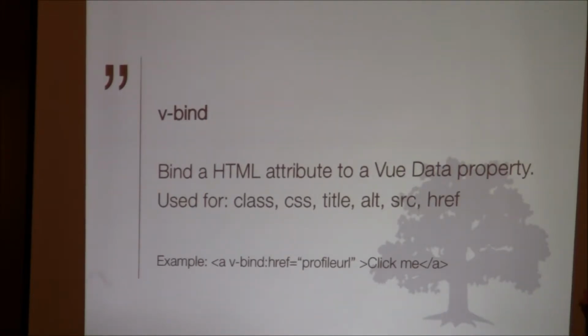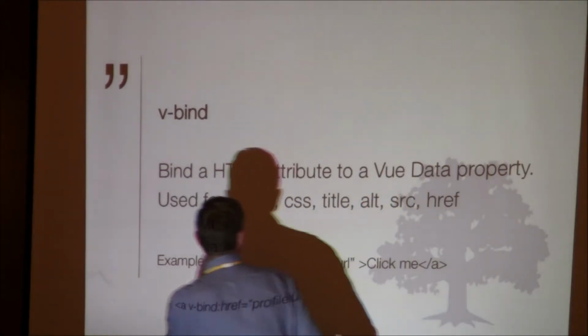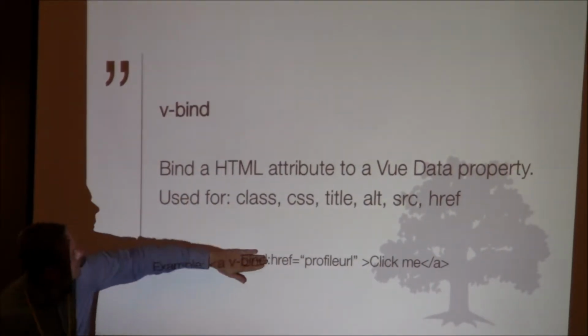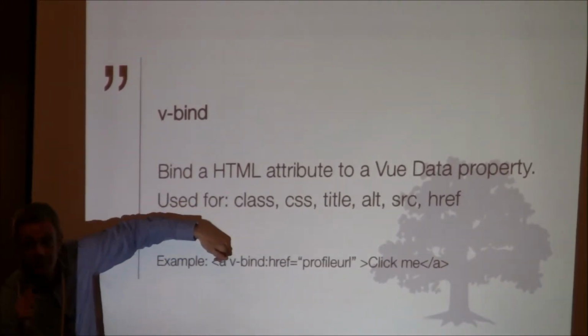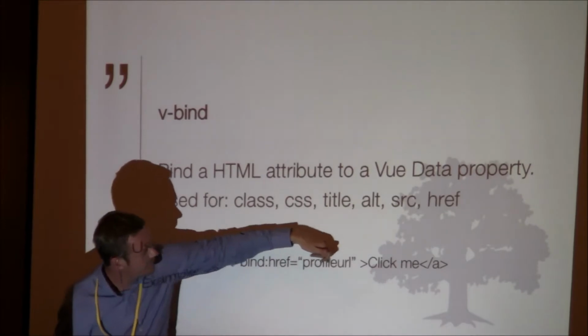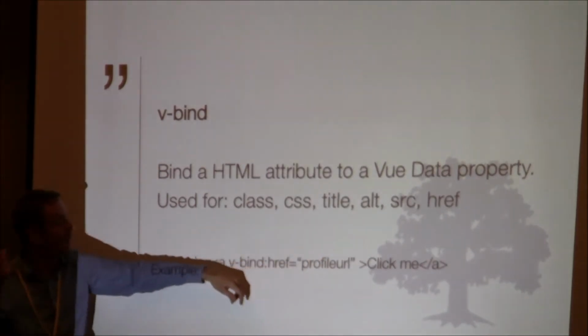v-bind binds an HTML attribute to the Vue data property, used for classes, CSS. So the slide before we talked about data, now we're talking about HTML properties. And you can easily overwrite HTML properties. So it's a v-bind thing, and then normally you would write it for linking. Href is your URL where you want to target to.